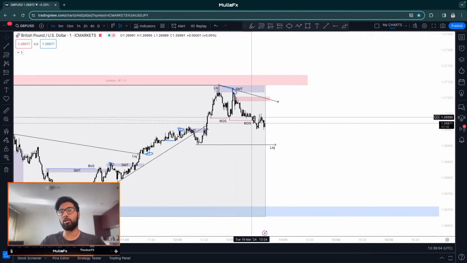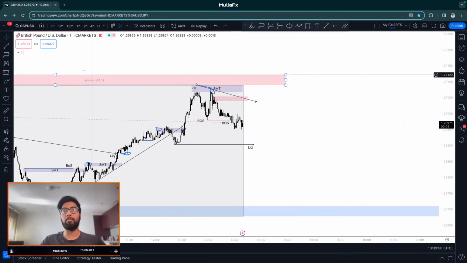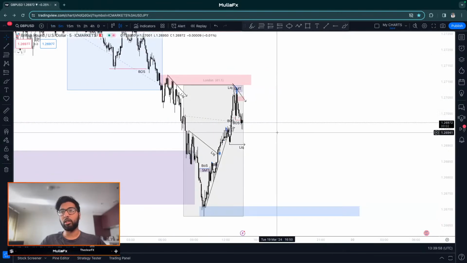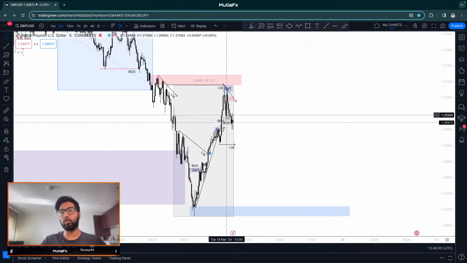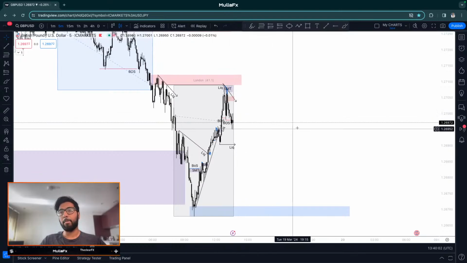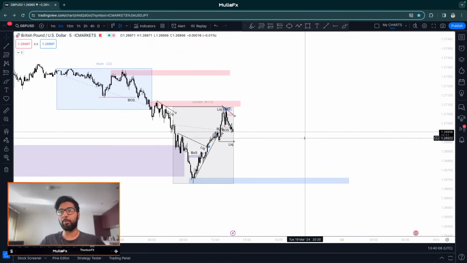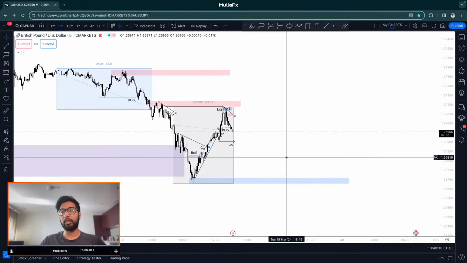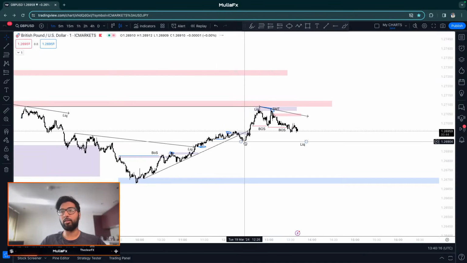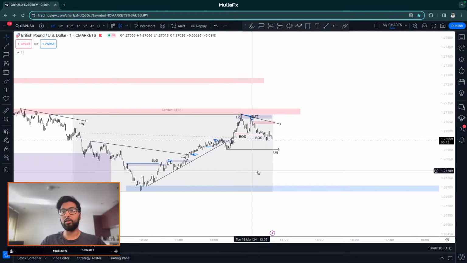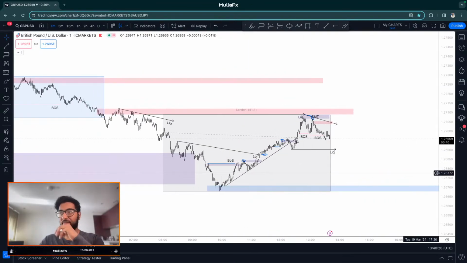This is just micro structures. I'm not seeing any major structure getting broken. Even the 5 minutes, we had some sort of structure break, right? But again, this is the main breaker structure right here, which I think we would most likely break. But yeah, this is a trade area that I'm looking at the moment, guys.